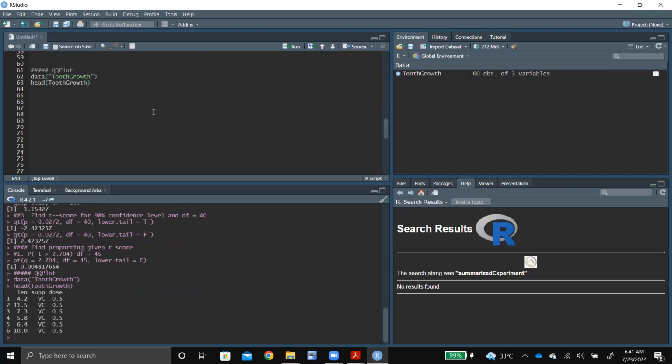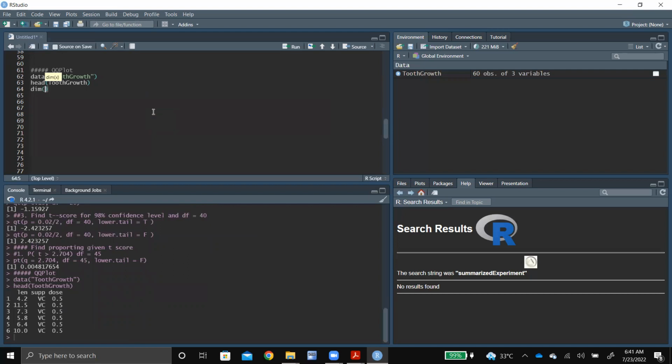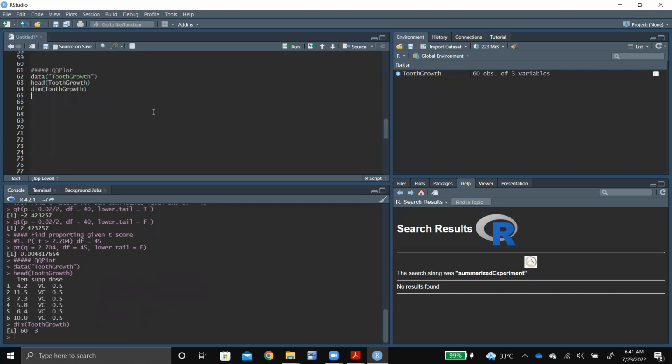First one is the length of the teeth. Second one is the supp, that is the supplements that were given. The third one is the specific dosages. So by using head, I can see how many columns there are. Another way to check how many rows and columns are in a given data set is the dim function, or the dimension. So dim ToothGrowth shows that there are 60 observations and 3 columns. So the dim function gives the dimensions of the data set.